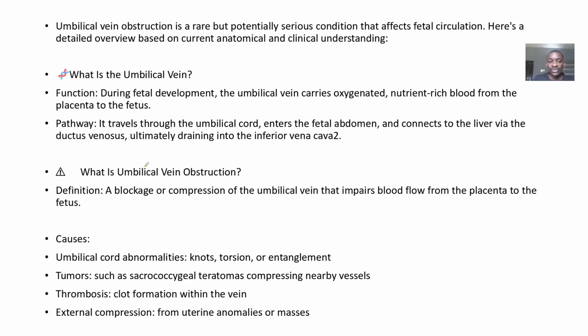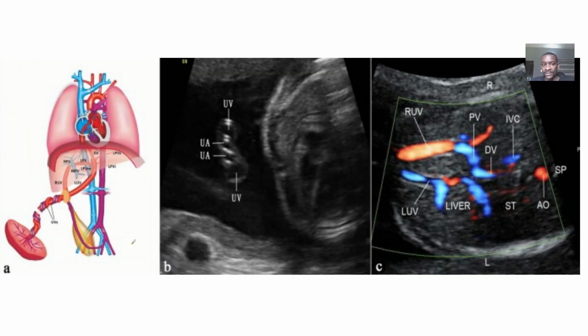So what will happen here? A blockage or compression may impair the way blood is flowing to the fetus. So there's reduced oxygen reaching the baby, and reduced nutrients reaching the baby. Causes could be issues like umbilical knots, torsions, enlargements, tumors like sacrococcygeal teratoma, and thrombosis. It could be that the blood clots abnormally in the vein, or external compression from uterine anomalies or masses, right?